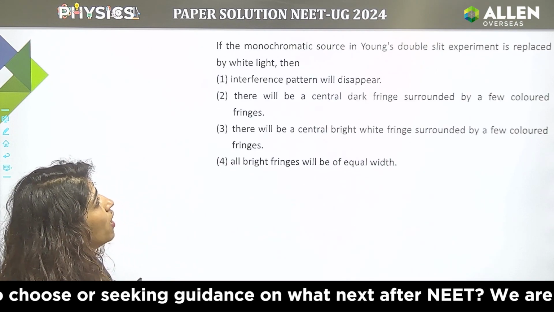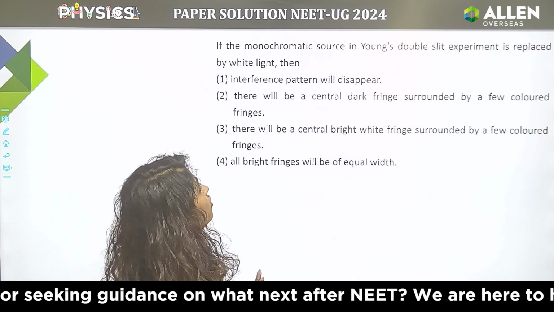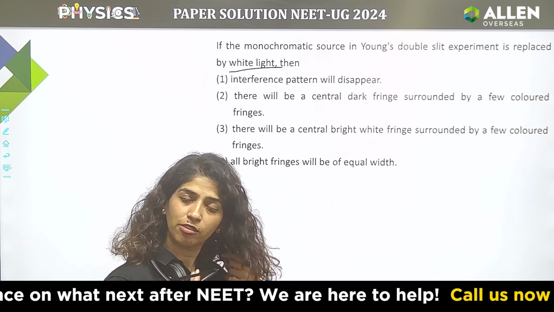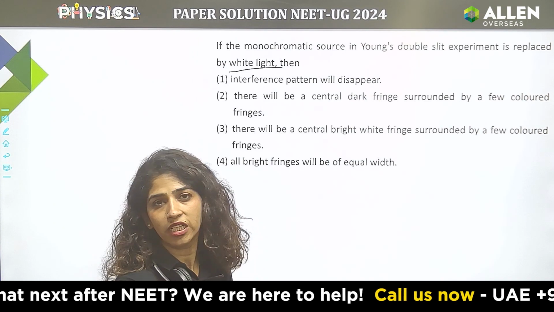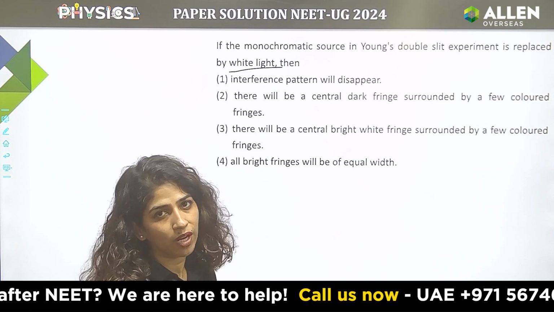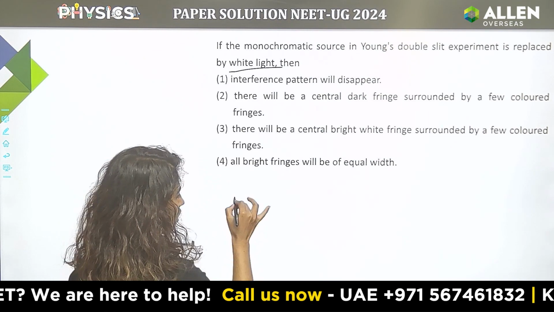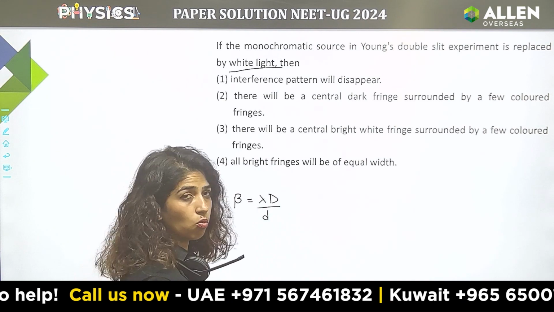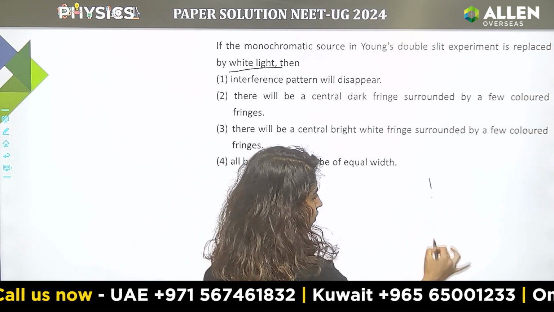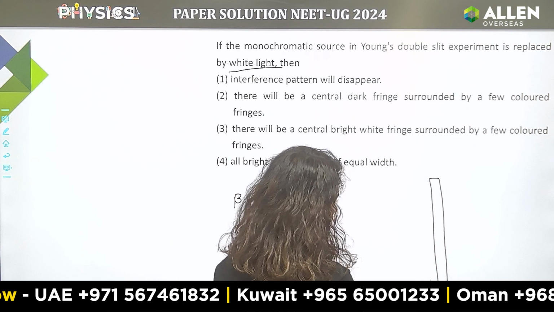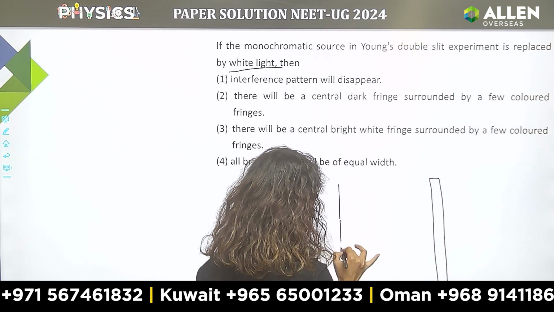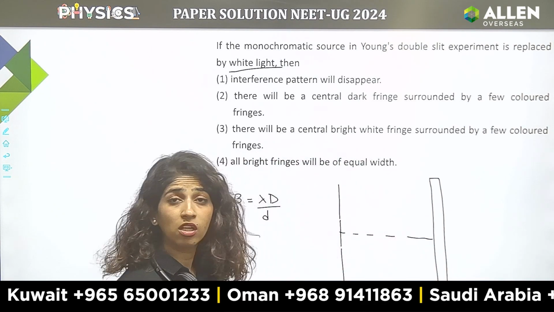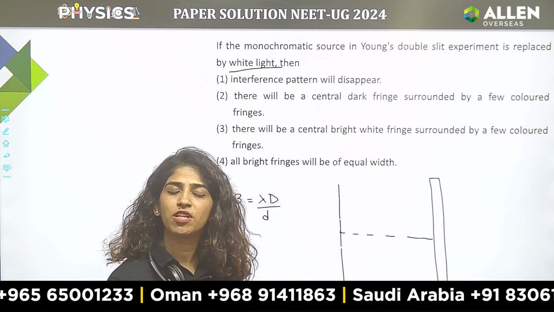Next, the monochromatic source in Young's double slit experiment is replaced by white light. So when monochromatic light in Young's double slit experiment is replaced by white light, what will happen? Now we know fringe width beta is equal to lambda D upon d. What we are doing here is, there is a screen and the two slits. Usually the two slits are illuminated by monochromatic light. Now instead of monochromatic light, I use white light, which is made up of 7 colors.